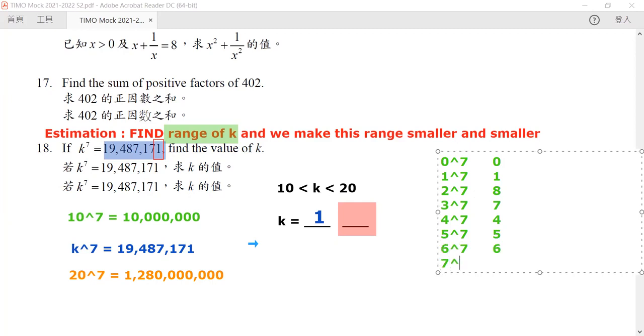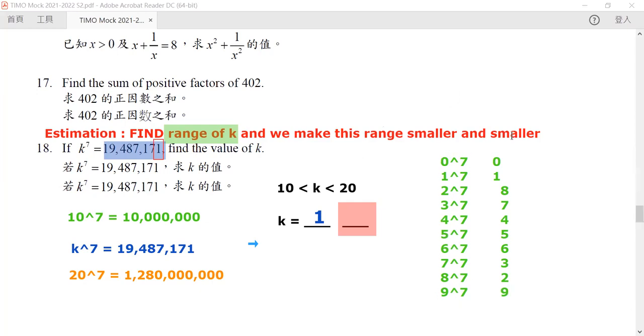And for 7, the 7 to the power of 7, the last digit is 3. And 8 to the power 7, the last digit is the same as 8 to the power 3, and that number will just be equal to 2. And for 9 to the power of 7, the last digit is equivalent to 9 to the power 3, but it is also equal to 9.